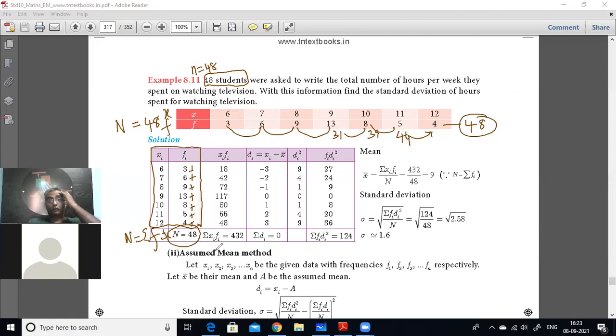Now what you have to do is use the mean method. This is called the mean method. In the mean method, you calculate x bar first. So what is mean? Sigma fi xi by n. Okay, that is the mean.